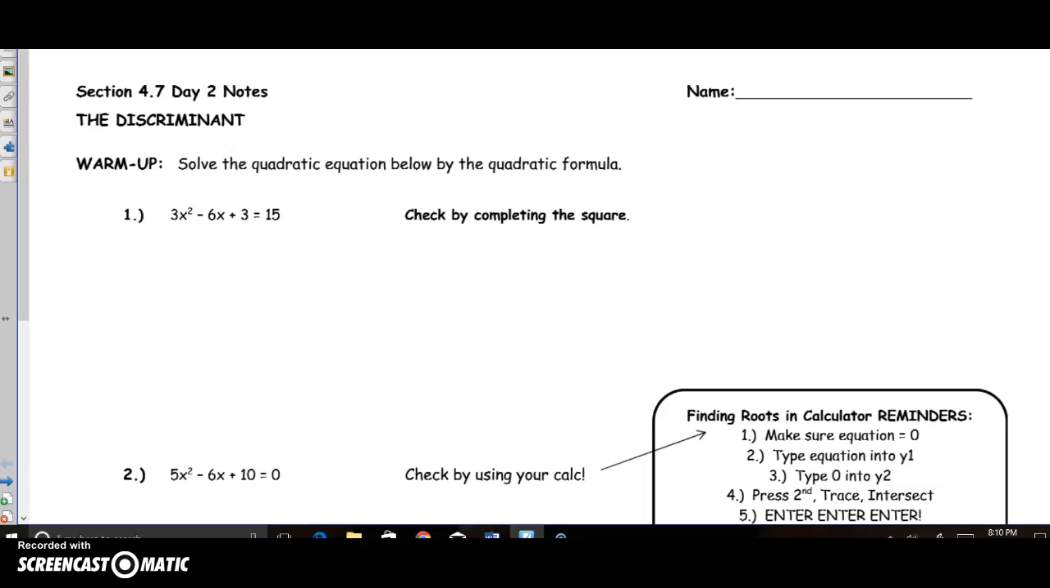Today we're going to be talking about the discriminant, which is what tells us how many solutions there are when we're solving a quadratic. But before we get started, it's been a long weekend, so I want you guys to go ahead and do the warm-up. So that's that whole entire first side. So please press pause and give these a try, and then check your work when you're done.